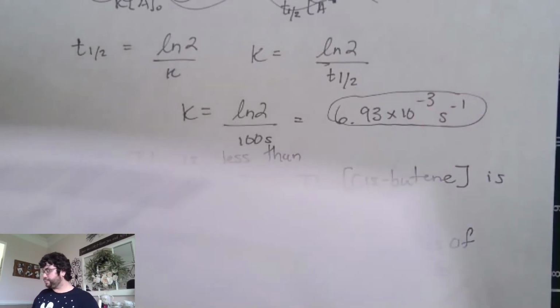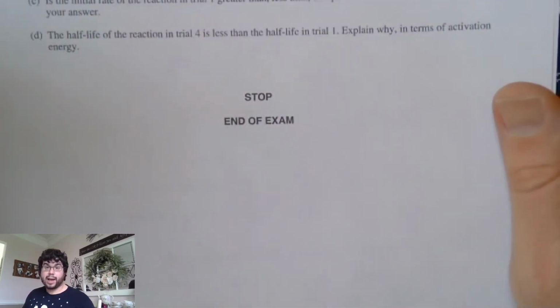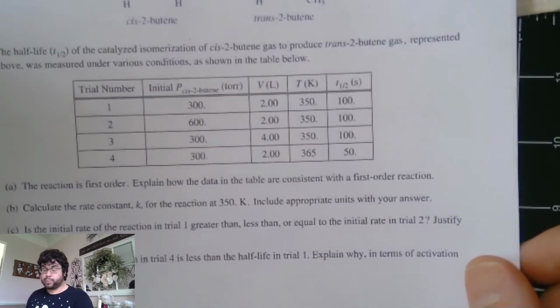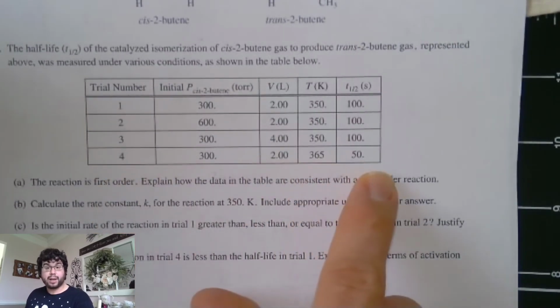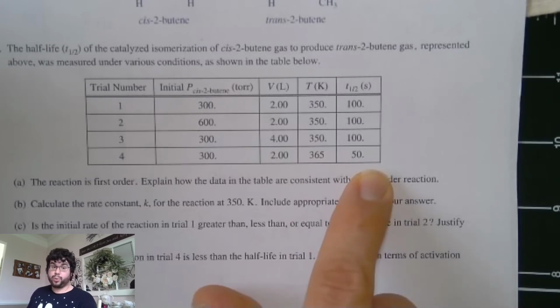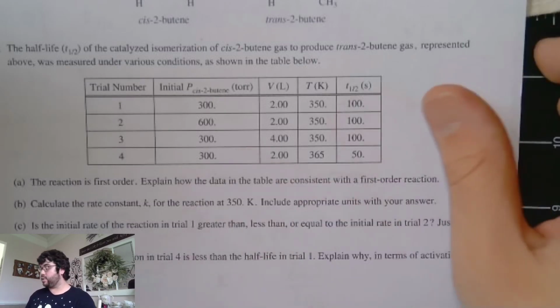Last question. The half-life of the reaction in trial 4 is less than the half-life in trial 1. Explain why in terms of activation energy. And you can figure this one pretty quickly. Trial 4's temperature is higher, so the half-life is a lot earlier. The reaction is at a higher temperature, so these cis-2-butene molecules are moving around quicker. They have greater kinetic energy, so therefore they are going to isomerize to the trans-butene quicker. So the half-life is going to be less. There's going to be less time necessary to do that.